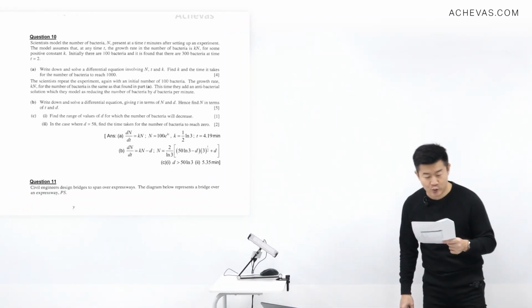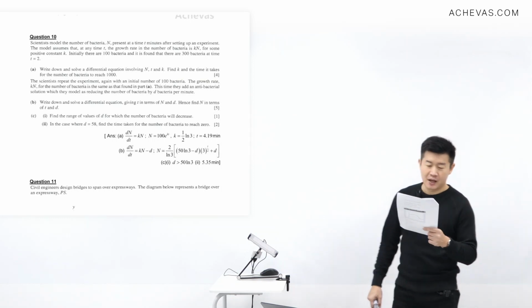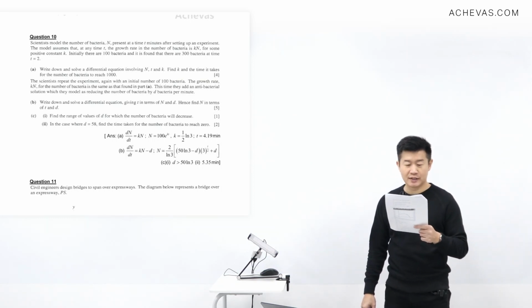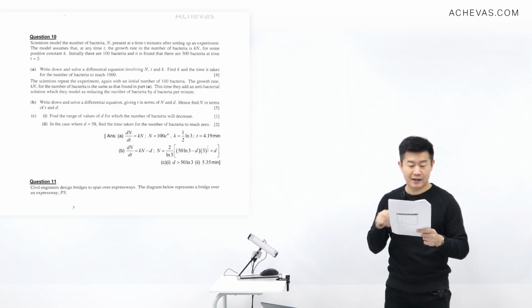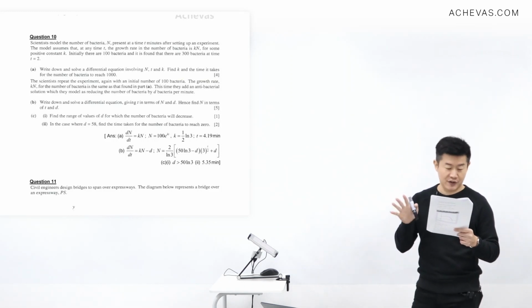Okay, now let's take a look at question number 10, part A. In this part of the question, we are dealing with the number of bacteria. It is given to us as n, and we are told that the growth rate of the number of bacteria is kn, and that's it. Okay, and k is a positive constant.